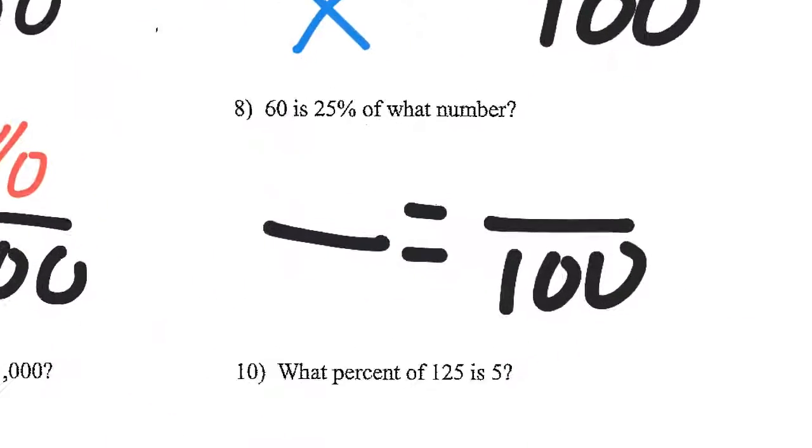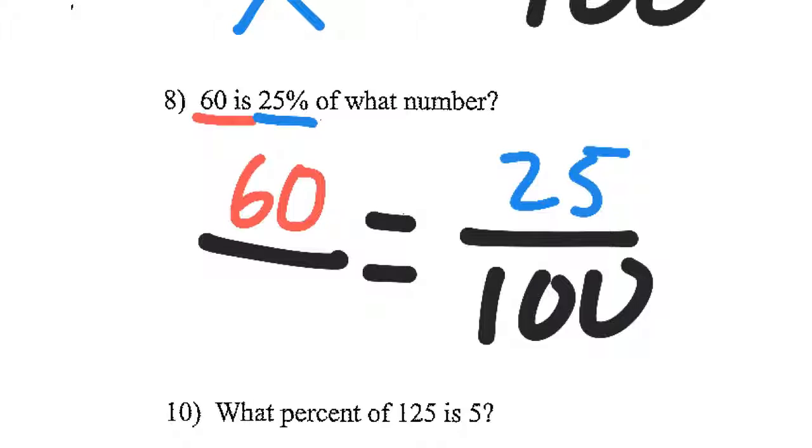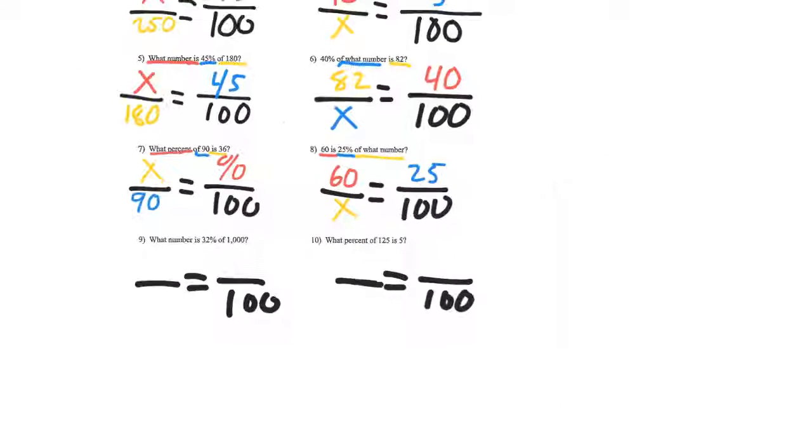Number 8. 60 is 25% of what number? So 60 is, that's our part. 60 will go up here. 25%, percents always go over 100. And of what number, meaning this is what we are looking for.